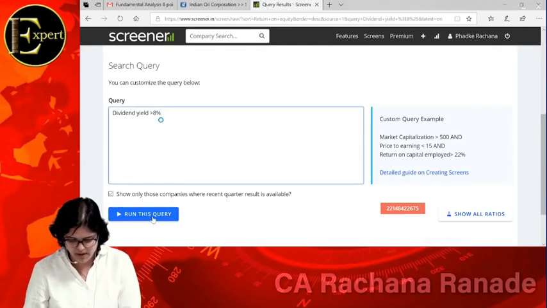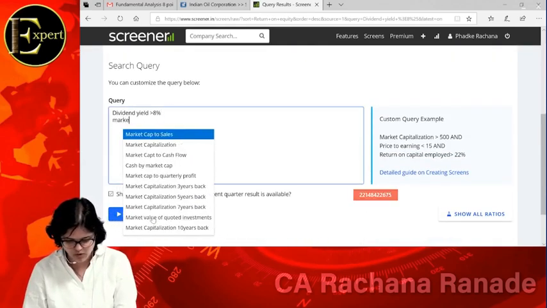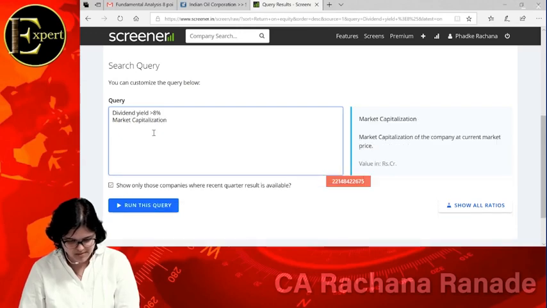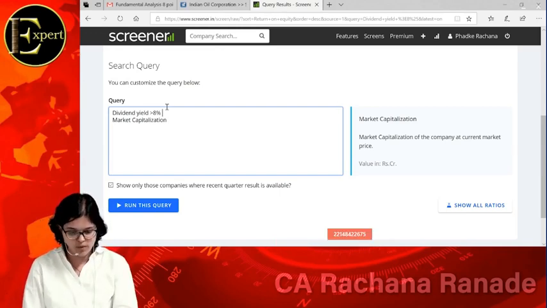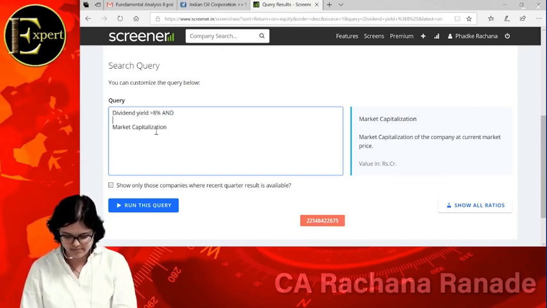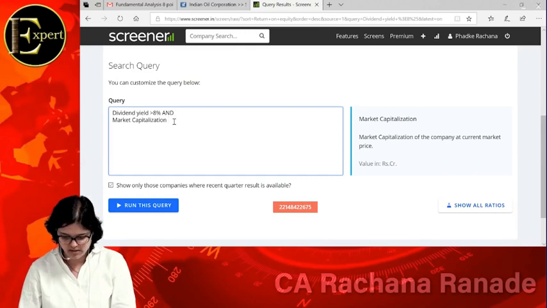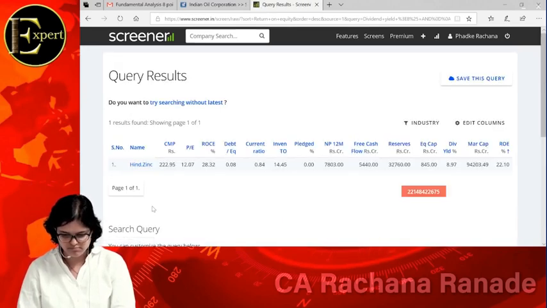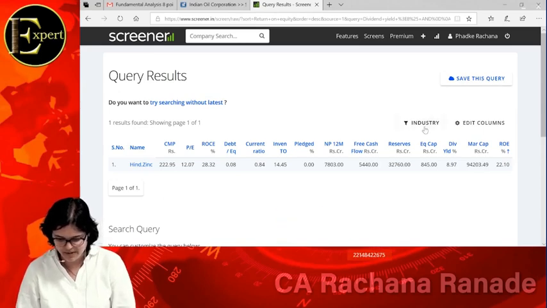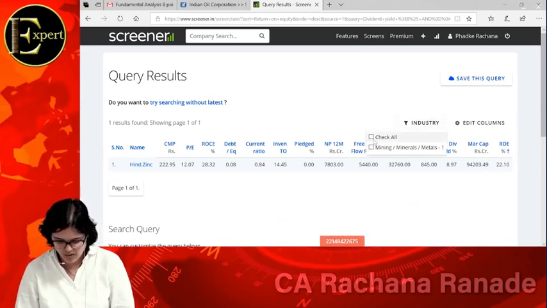Maybe we'll have to say market capitalization also. It is showing all Chindi companies. So here, if I were to put two queries simultaneously, I'll put 'and' market capitalization is greater than, let us say, 1,000 crores. It's very less though. I don't know why it's running this query so badly. Check all.